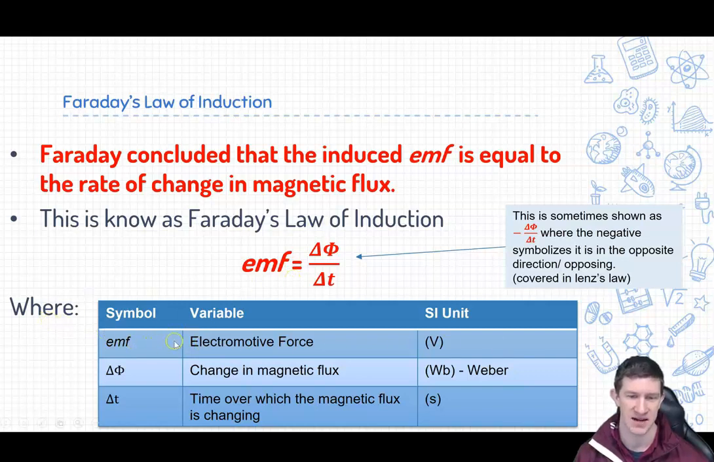So to break it down, the EMF is the electromotive force, and that uses the symbol of V for volts. The delta phi is the change in magnetic flux, which remember from the last video is in units of Webers, Wb, and delta t is the time over which the magnetic flux is actually changing, so that's in seconds.